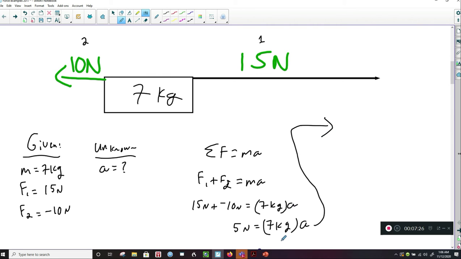So now I have to divide both sides by 7 kilograms. So A is going to equal 5 newtons over 7 kilograms. So A is going to equal 5 divided by 7. It's going to equal 0.71 meters per second squared.